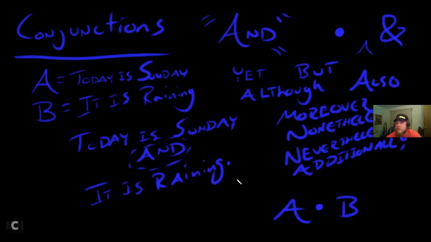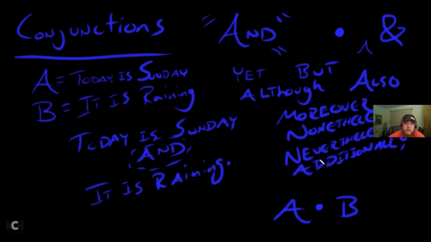Some of them sound clumsier in English than others. So I could say, today is Sunday, yet it is raining. How would I represent that? Same thing, A dot B. Today is Sunday, but it is raining. A dot B, same thing. Today is Sunday, although it's raining. A dot B. Today is Sunday, also it's raining. A dot B. Today is Sunday, moreover, it is raining. Today is Sunday, nevertheless, it's raining, and so on with these others.